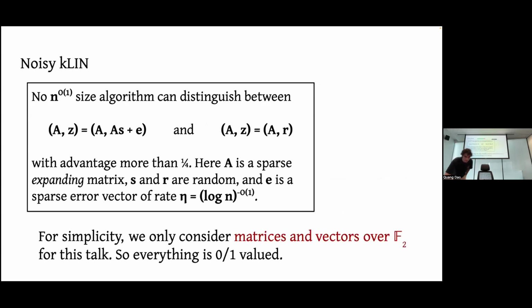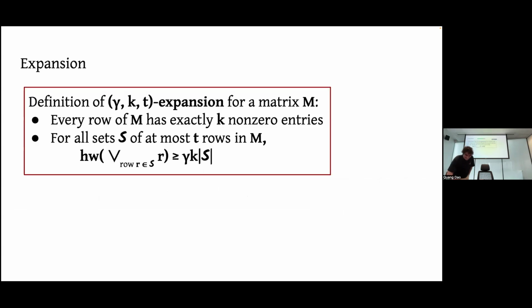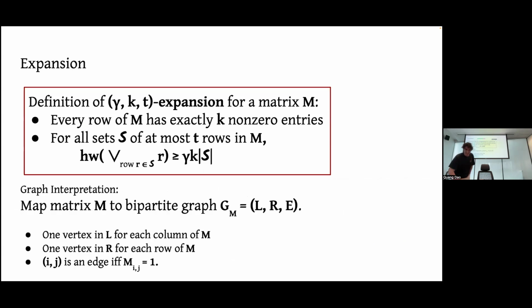All right. And actually, for simplicity in this talk, we're just going to consider matrices and vectors over F2. So indeed, it will be equivalent to the noisy KXOR problem. Now let's talk about this expanding word. We have a definition in terms of matrices, but this definition is kind of ugly. Let's instead think about it from a graph perspective.